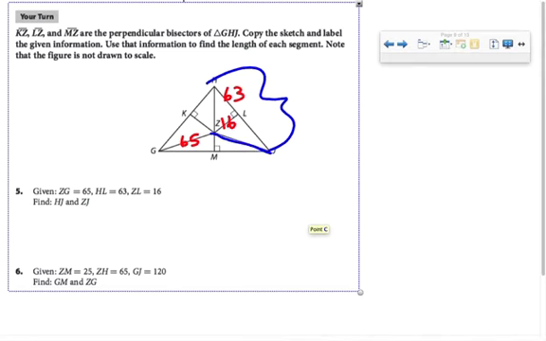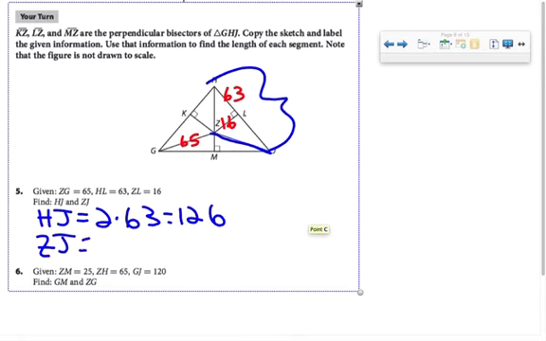Once again, I hope that you'd realize that HJ is going to be twice the length of HL, which is 63, so this is 126. For ZJ, since ZJ is the distance from the circumcenter to a vertex, it will be the same as any other distance from the circumcenter to the vertex. So ZJ will equal ZG, which is 65. Take a moment and work through the next your turn, number 6.